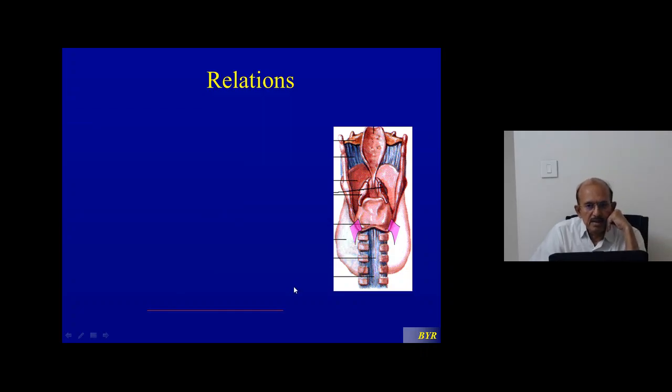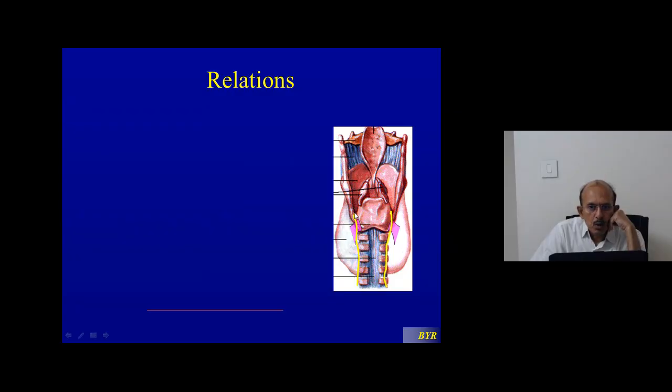What is the importance of Berry's ligament? Number one, it is a very short structure, only about half a centimeter. It tightly binds the thyroid gland to the cricoid cartilage, and with that, the thyroid gland moves up with swallowing. That is the clinical point. The surgical point is the recurrent laryngeal nerve. The recurrent nerve passes in the tracheoesophageal groove, passes through the Berry's ligament, or courses over the Berry's ligament.